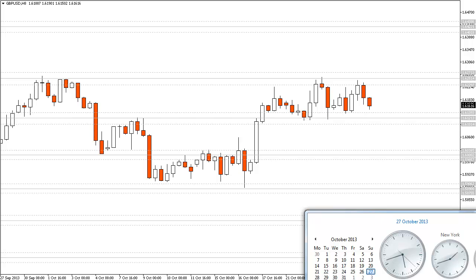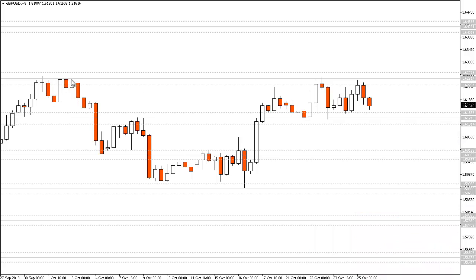You're looking at a GBP USD 8-hour chart, and in today's analysis I'm going to show you some strong support and resistance areas where we could possibly expect some reversal trades this week. I'm going to start with the resistance areas. Resistance areas are areas above current price, and they're areas in which we expect short reversals. So we expect to go short on a short reversal trade.